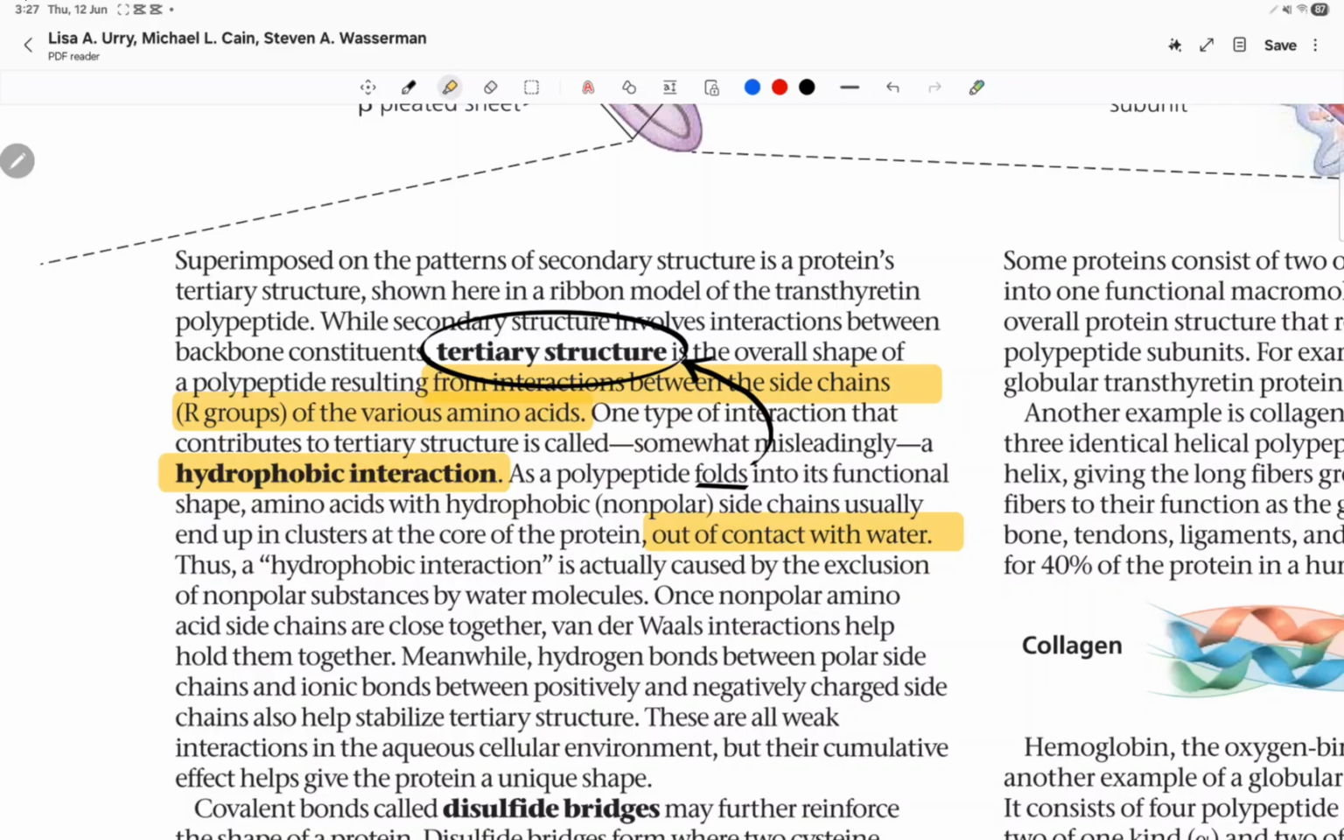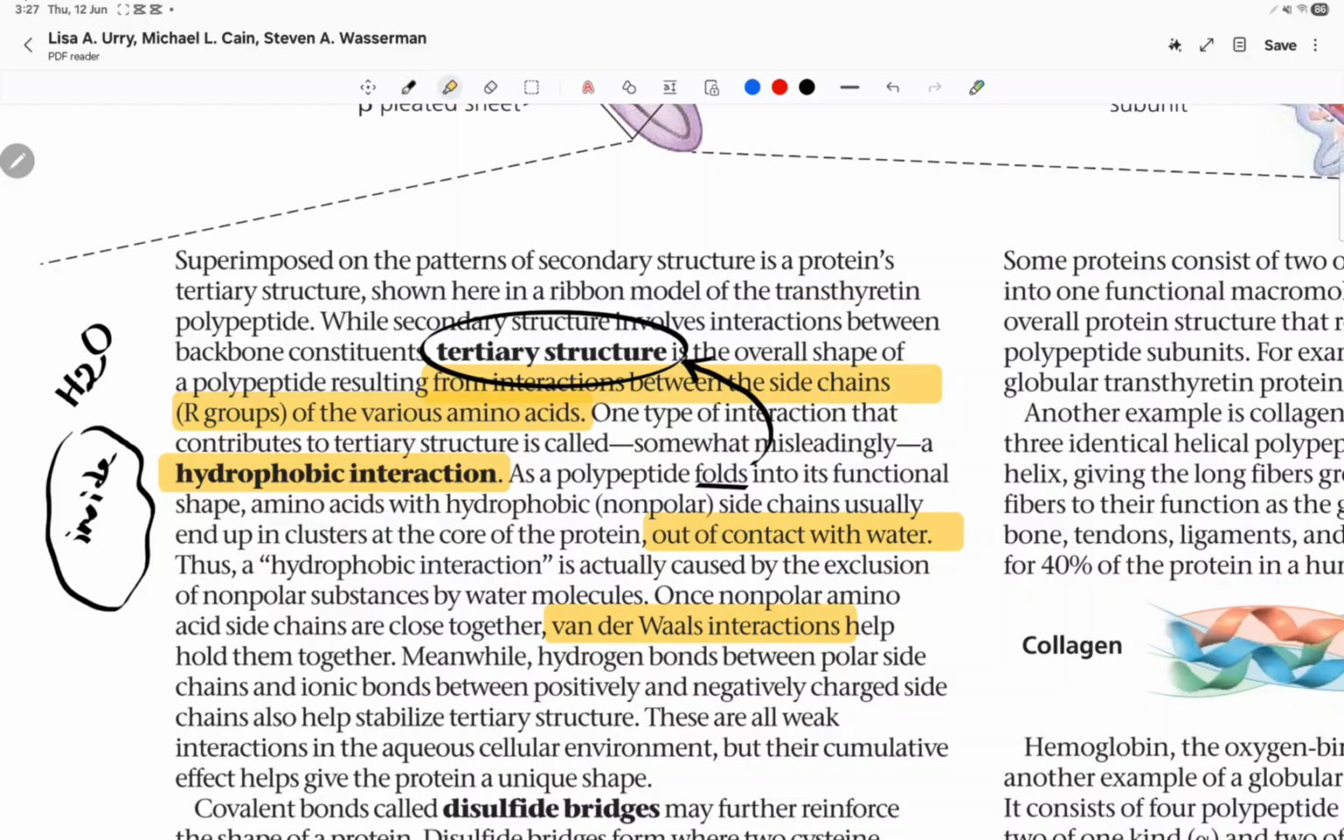Now, we have multiple interactions. One of them is going to be hydrophobic, which means nonpolar R groups, and they will avoid the water, by van der Waals forces. So you're going to have some region of the protein inside, away from the water that's on the outside. This is because of hydrophobic interactions.